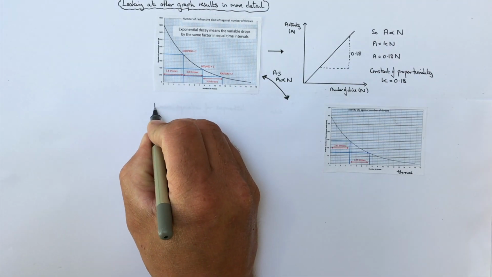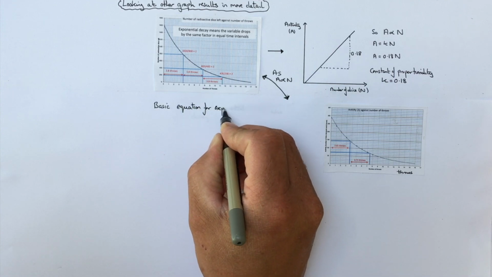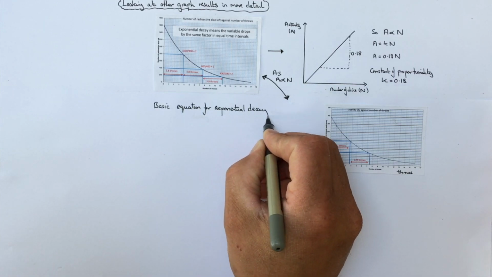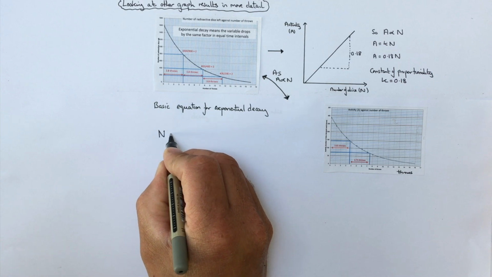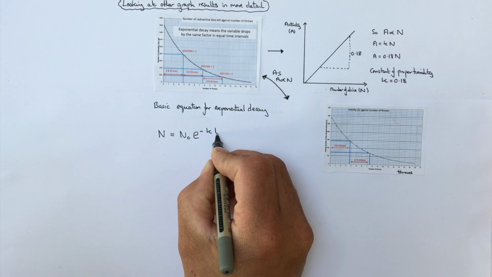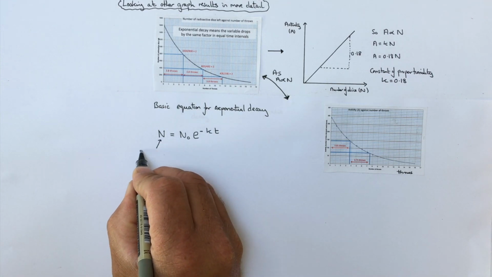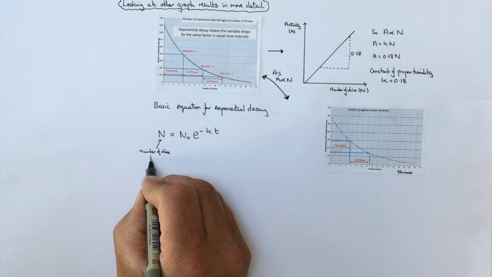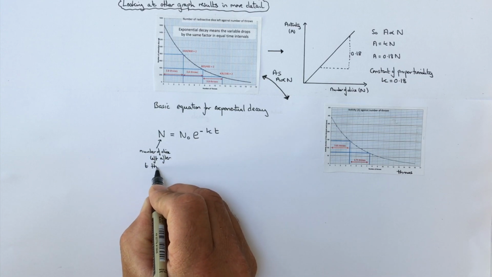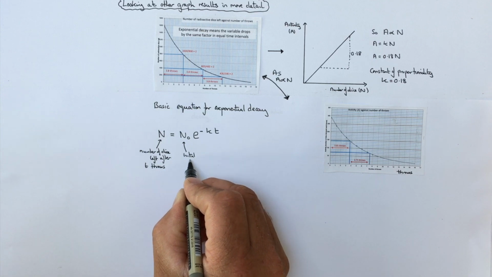After having a brief look at logs to the base e, we can now think about what the basic equation is for exponential decay. The basic relationship for exponential decay is N equals N naught e to the minus kt. So what do each of these symbols mean? N stands for the total number of dice left after a certain number of throws t. N naught is the initial number of dice you start with, which in our case was 1600.